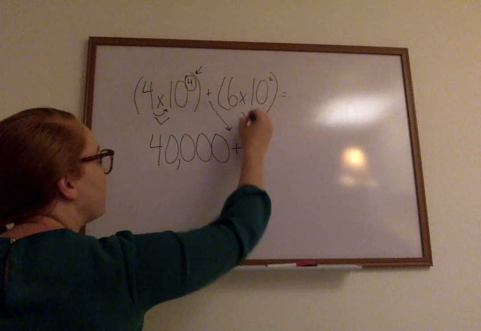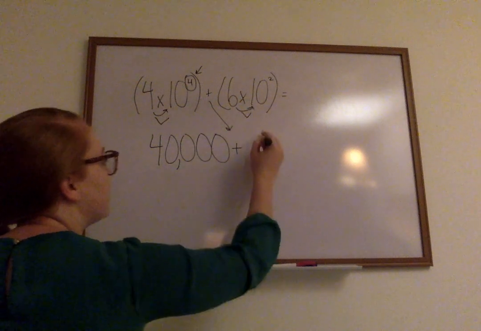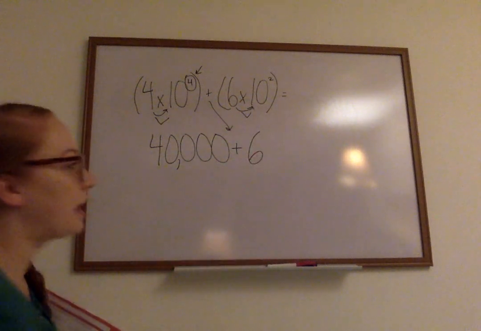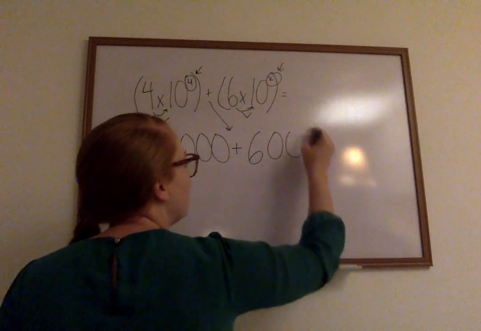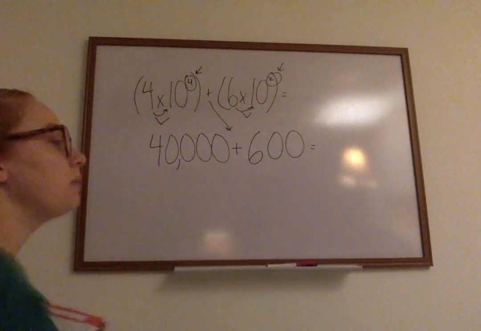Now we're over here. 6 times 1 is 6. We're looking to see how many zeros. Our exponent's telling us 2. 1, 2. Now we need to add it up.